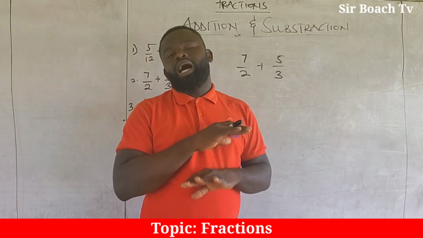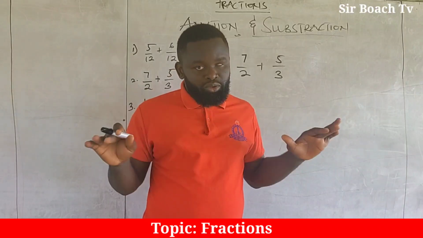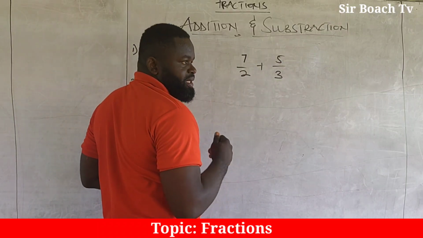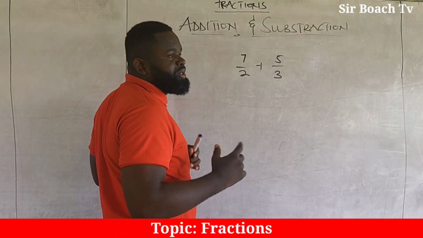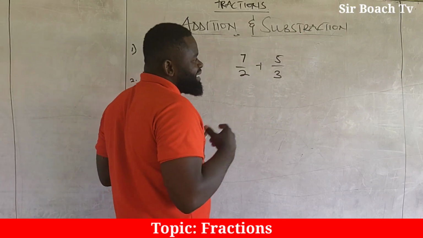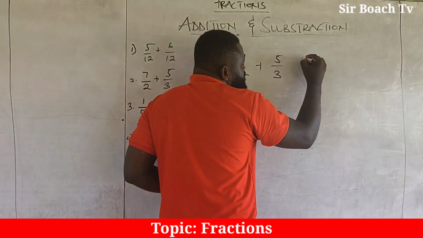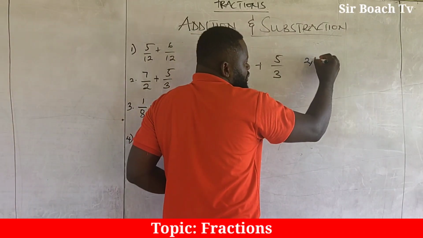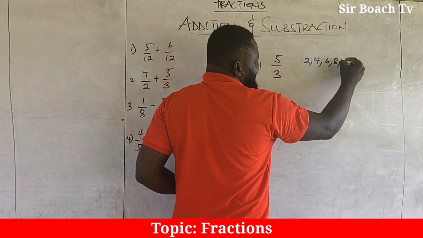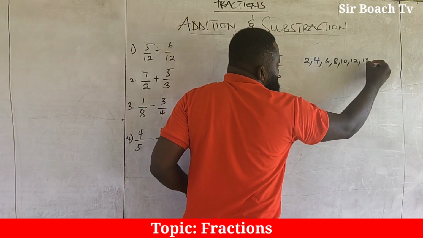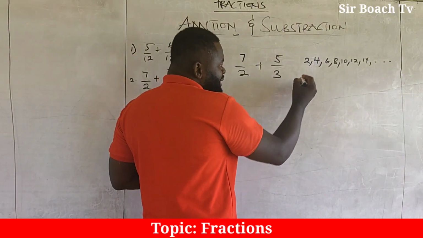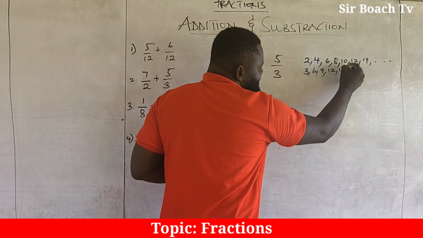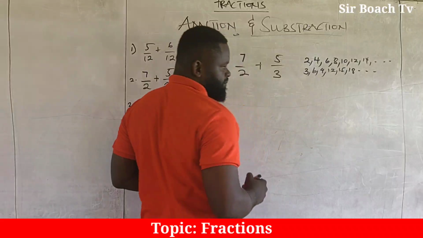Then we use it as our denominator for both fractions. Now we have 2 here and we have 3 here. These are our denominators. So we have to find the LCM. We write 2 and we list multiples of 2: 2, 4, 6, 8, 10, 12, 14, and so on. Then we do the same thing for 3: 3, 6, 9, 12, 15, 18, and so on.